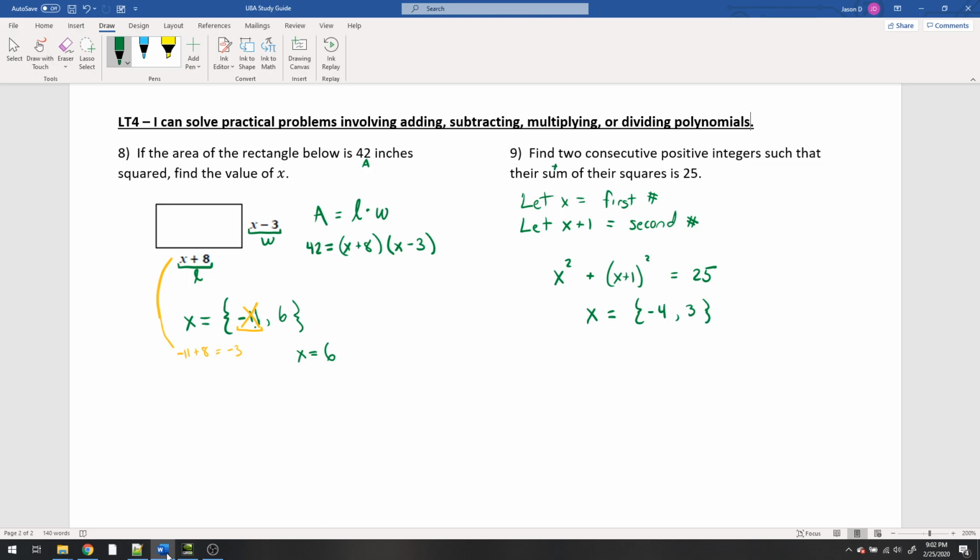And the problem even says right here, it's supposed to be consecutive positive integers. Right, consecutive positive integers. That negative 4 is no good. It's not a positive integer. Our only answer is going to be 3. And what that means is that you're looking at the first number is 3 and the second number is 4. And those are your two numbers.